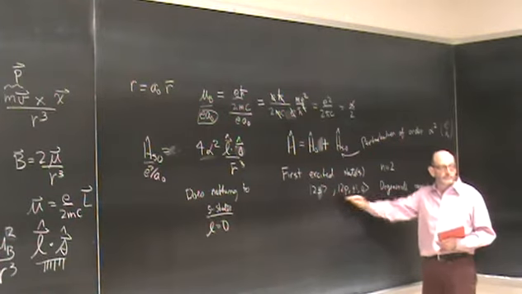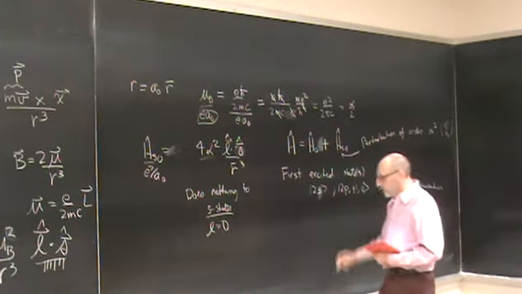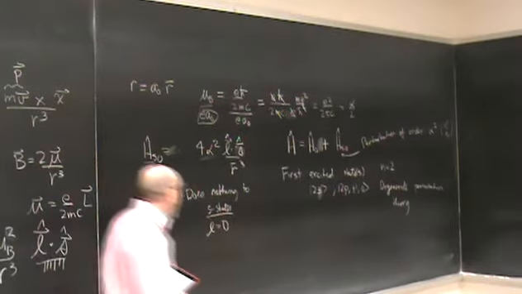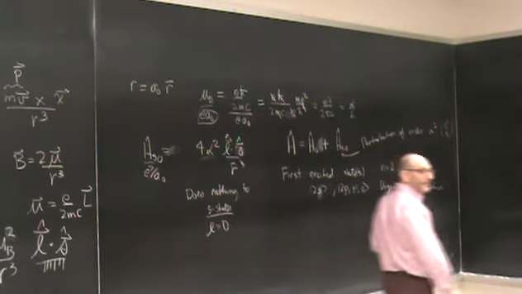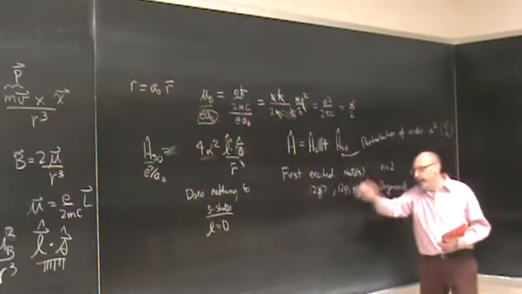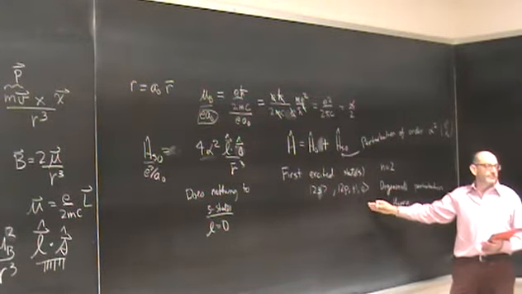Degeneracy. Okay? So, how do we do that? Well, we have to diagonalize the spin-orbit interaction in this subspace. Okay?